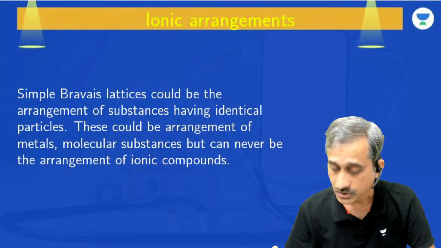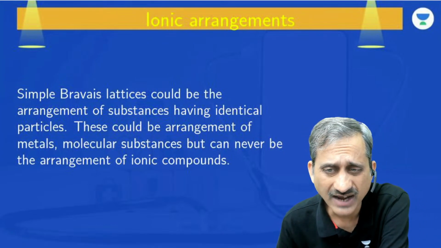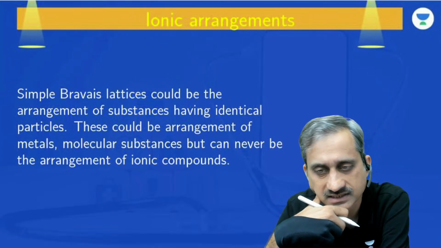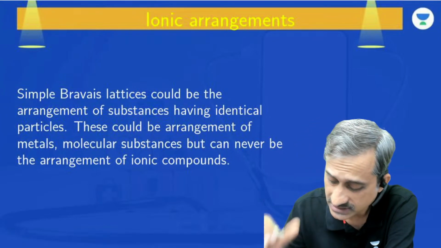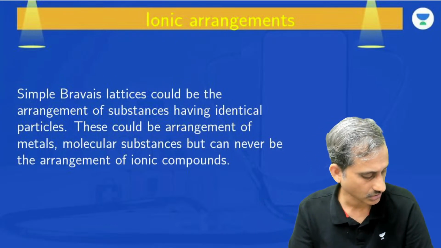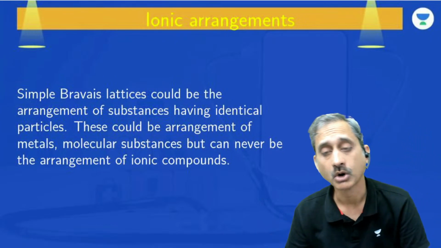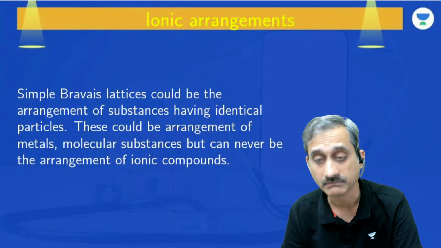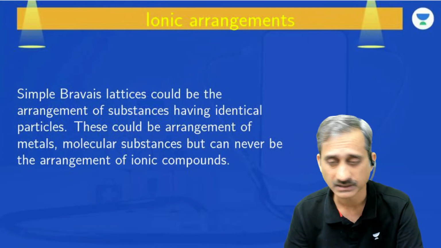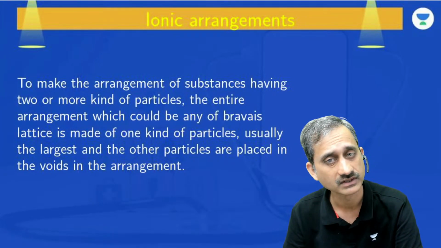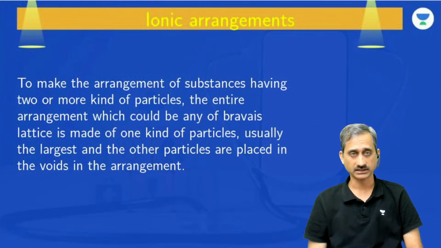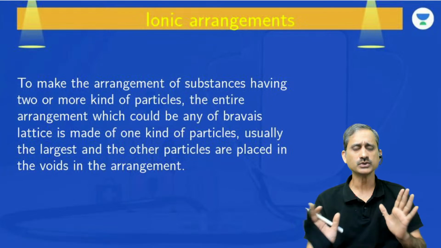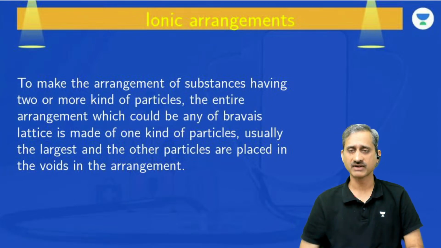Fine. So what we need to do is we have to modify the Bravais lattices a bit. We have to make a little modification in it. So these simple arrangements could be the arrangement of the molecular substances, could be of the elements, could be of the metals, but these can't be of the ionic substance ever. Now, to have the arrangement of two or more kinds of particles, what we do is we make the entire Bravais lattice of one kind of particles.